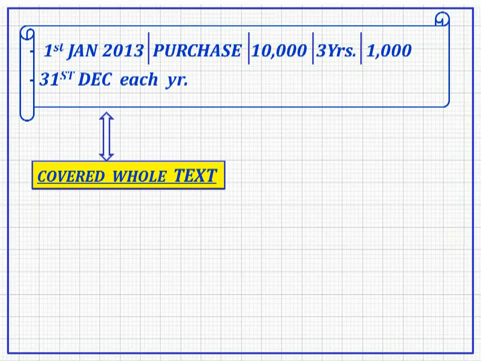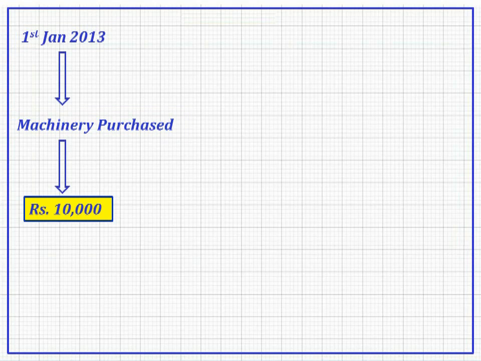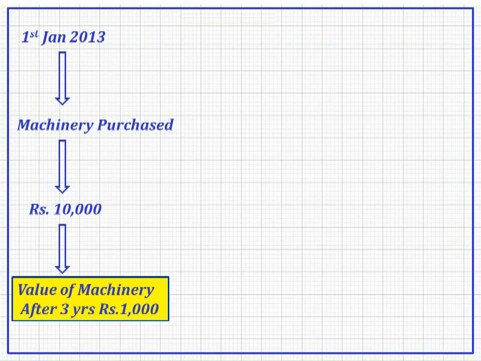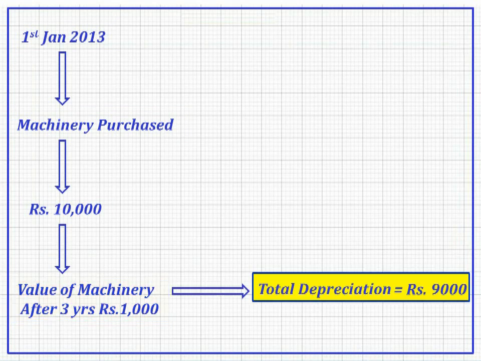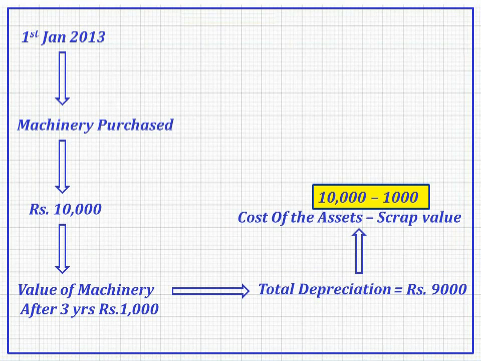So, on 1st January 2013, this machinery was purchased for Rs 10,000. And after 3 years, this machinery will be worth 1,000. So one thing is clear. The total depreciation is Rs 9,000. The total depreciation is always equal to the cost of the asset minus scrap value. So the total cost of the machinery is 10,000 minus scrap value 1,000, so total depreciation is 9,000. But this is for 3 years.